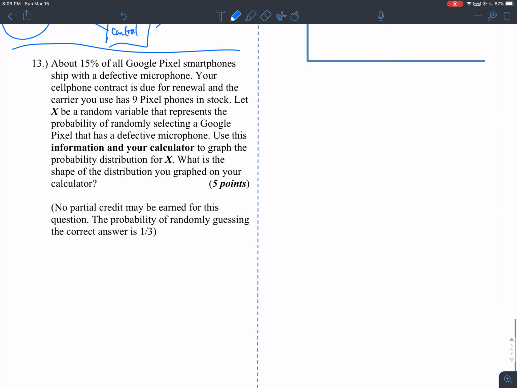Alright, number 13. About 15% of all Google Pixel smartphones ship with a defective microphone. Your cell phone contract is due for renewal, and the carrier you use has 9 Pixel phones in stock. Let X be a random variable that represents the number of randomly selected Google Pixels that have a defective microphone. Use this information in your calculator to graph the probability distribution for X. What is the shape of the distribution on your calculator?